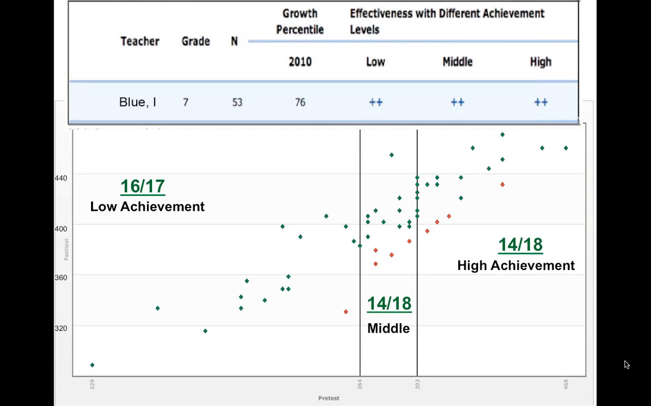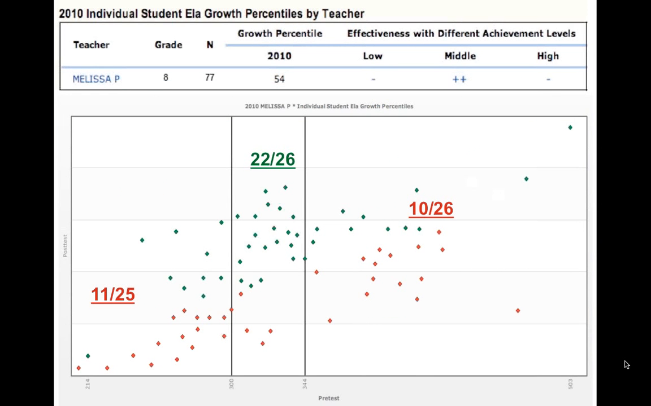50's average, 76, spectacular. All right, let's have you interpret a different teacher scatter plot now. Pause the class and describe the learning growth that teacher Melissa P. produced. Answer the questions in your workbook.